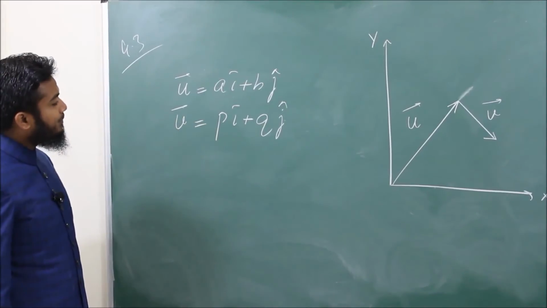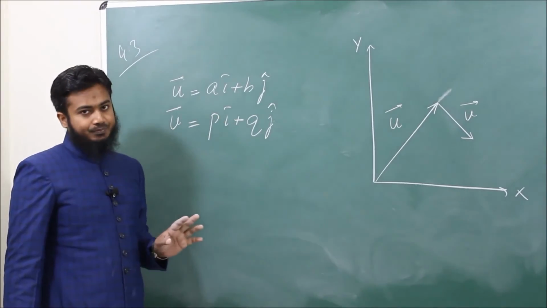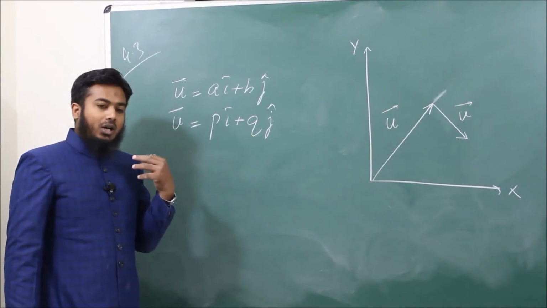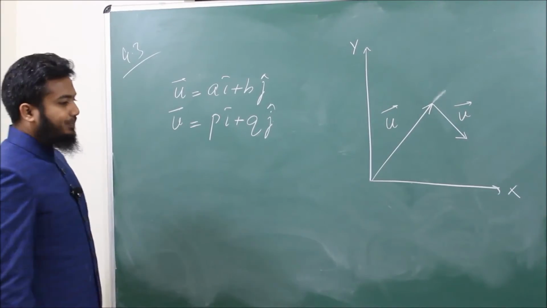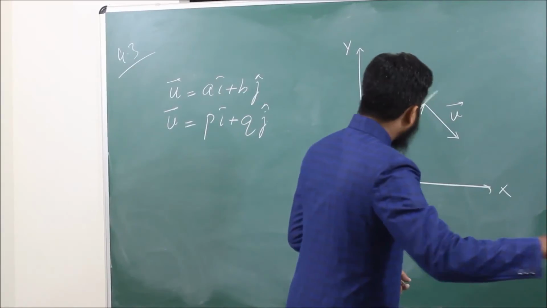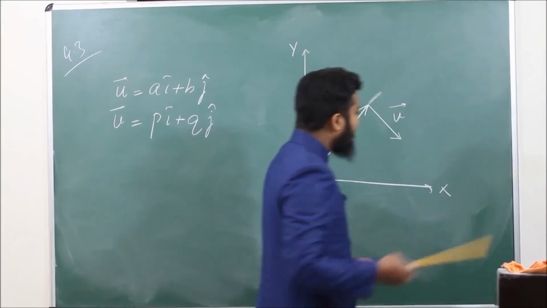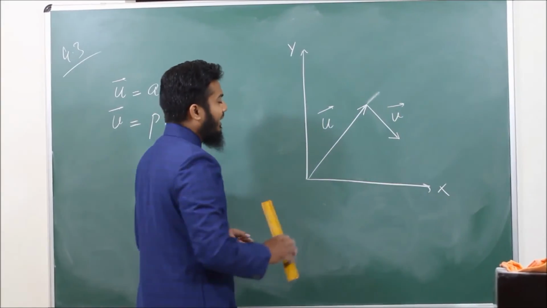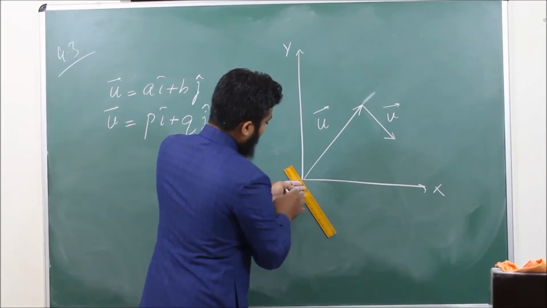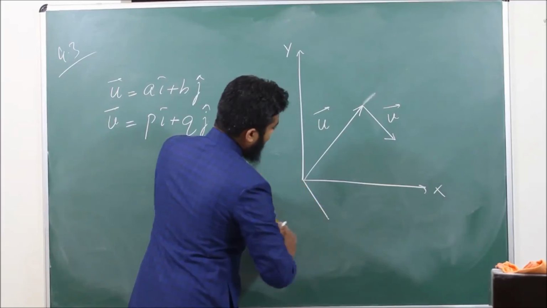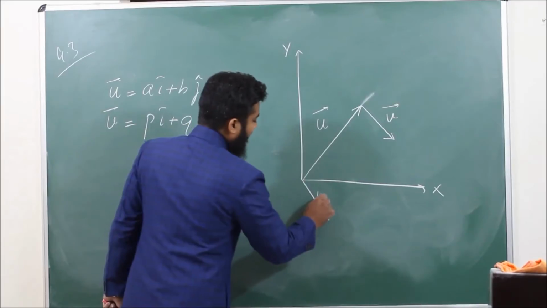So we have to find the signs of a, b, p and q, whether they are positive or negative. We have to find this. So now let's rearrange the vectors. Remember, I can always relocate the vectors on this plane. So I can also draw the same vector v here. I can move it parallel to itself. So this is our vector v.